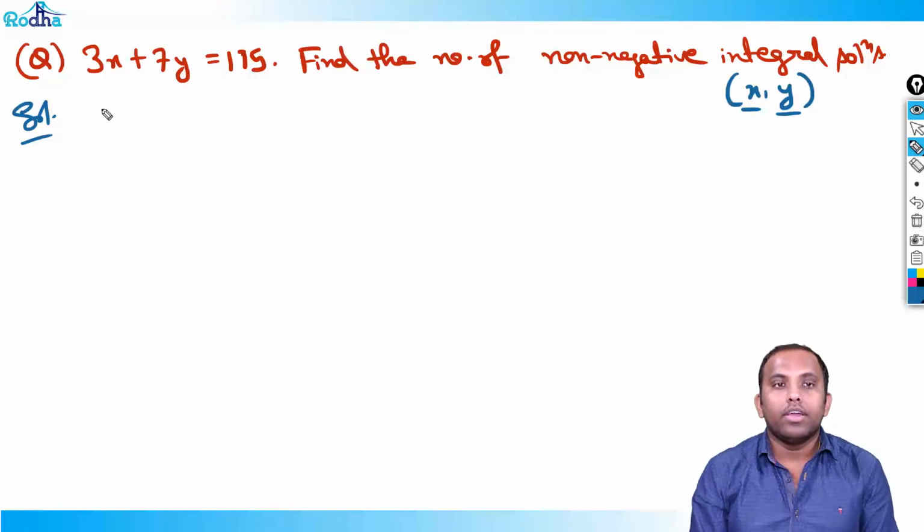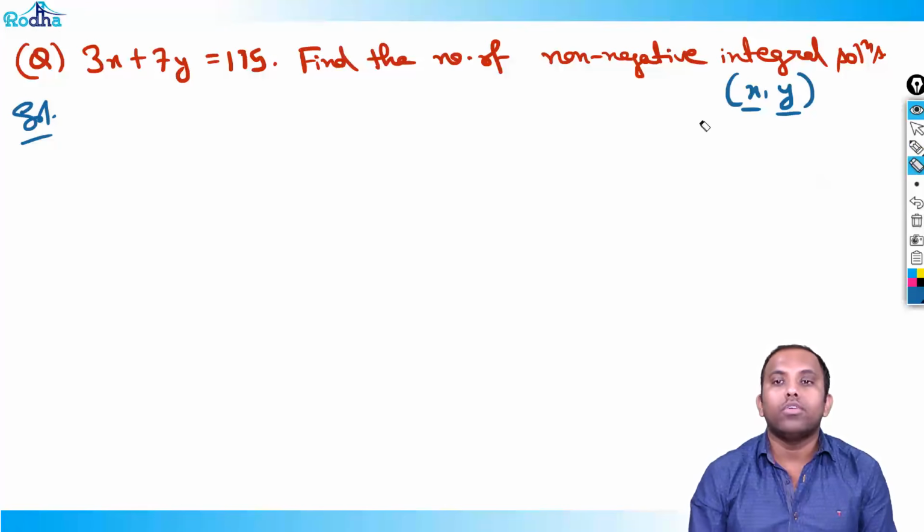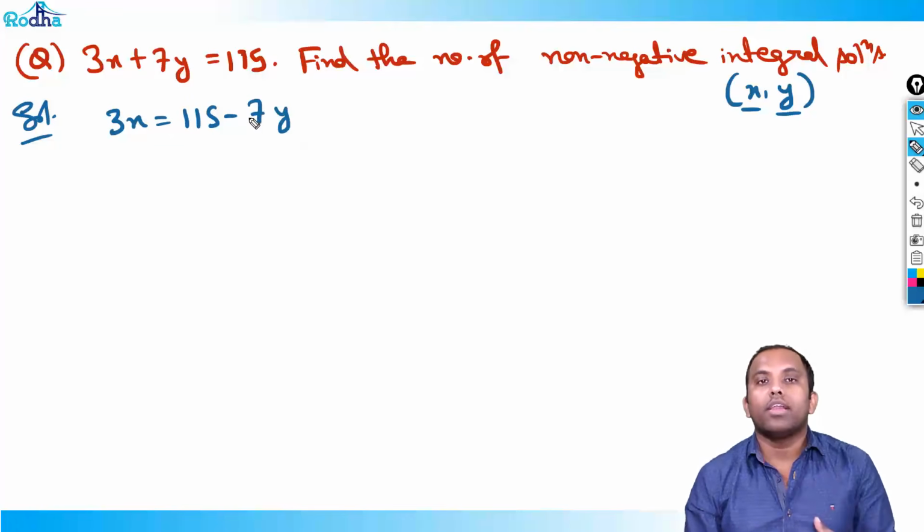So for x and y, how to solve? Let's say 7y is equal to 115 minus 3x. While putting the values, first you know that we have to do some hit and trial to find the values of x and y. So always try and put into the higher variable. Always write 3x is equal to 115 minus 7y. You should put y values because 7 is the higher coefficient, so in fewer hit and trials I'll get the answer.